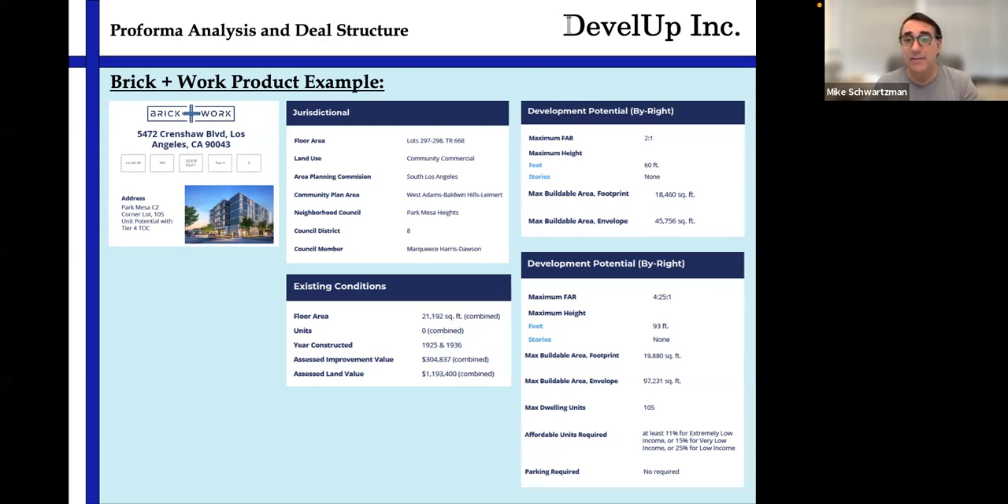So you can take this kind of information from John's company, go right to the architect and say, hey, we can get a building that's 93 feet tall. We can get this much square footage. These are the maximum dwelling units, et cetera, et cetera.